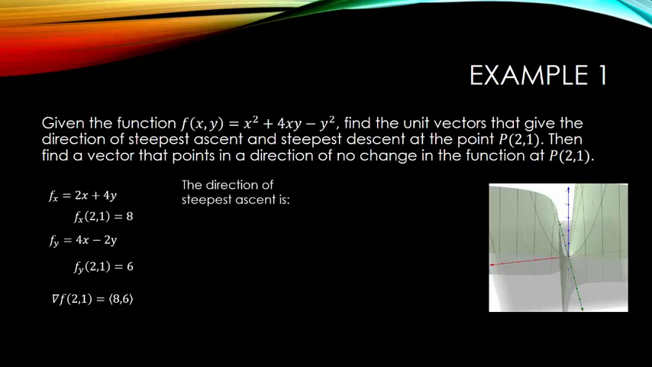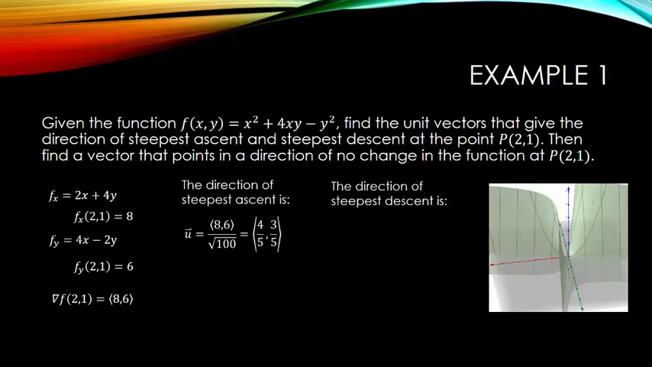The direction of steepest ascent is going to be in the same direction as my gradient. This means that it lies in the same direction as a unit vector given by the vector components 8, 6 over the square root of 100, or a vector with components 4/5 and 3/5. The direction of steepest descent will be in the opposite direction. The negative vector u is given by the components -4/5 and -3/5.